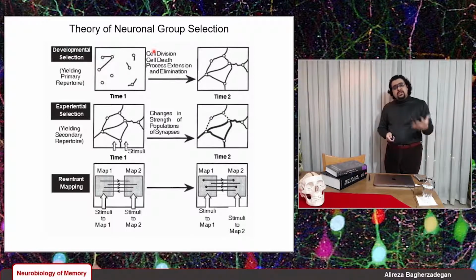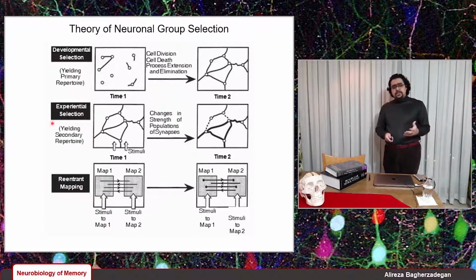For example, cell division and cell death, the elimination or extension of neuronal processes, and some molecular mechanisms, including the growth factor signaling transduction pathways. And so you can see that at time 2, some of these neurons form new connections, and some of the older connections are deleted. This kind of selection yields the primary repertoire of our microcircuits that we are born with. I love to call that primary repertoire the default networks that we are all born with, okay?